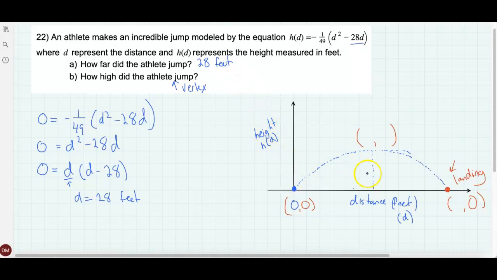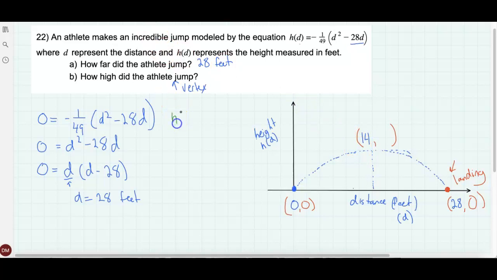And so I could do a few things, but what I could do is use symmetry. Between 28 and 0, that vertex is going to be halfway. What's halfway between 0 and 28? It's 14. There are other ways to determine that, but why not use that, especially with these numbers? So 14 would be at the vertex, and how do I find what h of 14, that height, is?